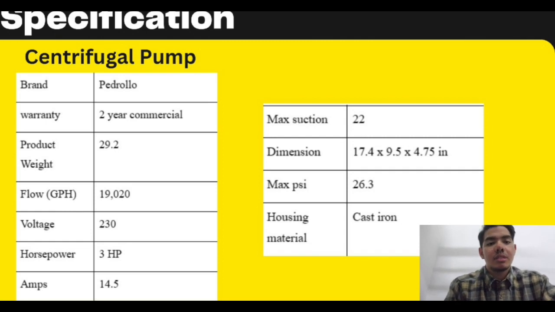So next, I will discuss our specification. For specifications, we're using the brand Pedrolo. It weighs about 29.2 pounds and can flow about 19,000 gallons per hour. Voltage used is 230 volt, horsepower of 3 horsepower, and amperes of 14.5. The max suction it can get is about 22 feet and max PSI is 26.3. Protected by housing material of cast iron.